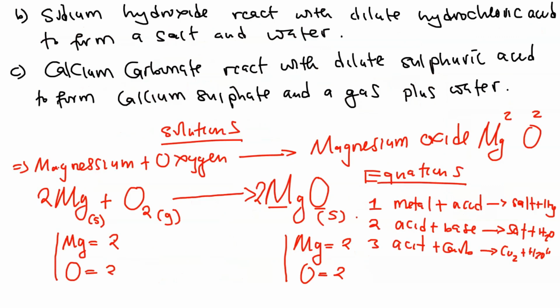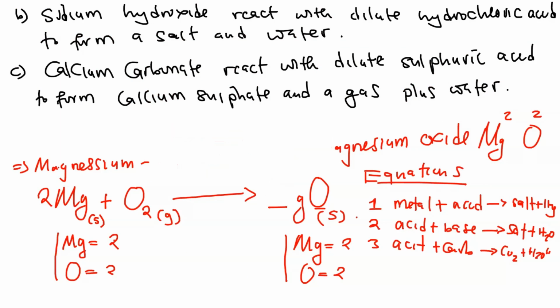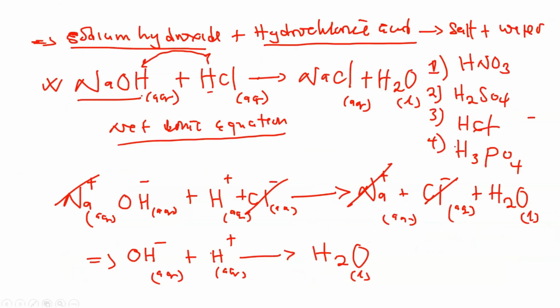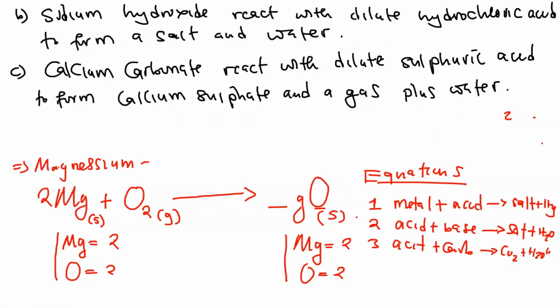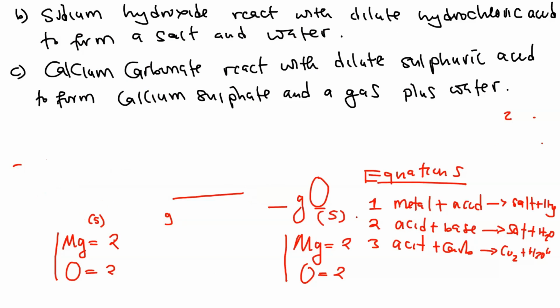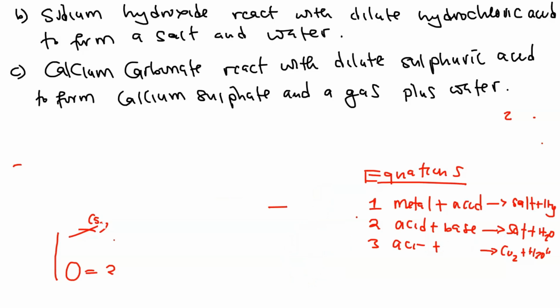Okay, so we have this third question that we need to answer. So I can clean this part for the third question. So the third question is calcium carbonate react with dilute sulfuric acid. Calcium carbonate.